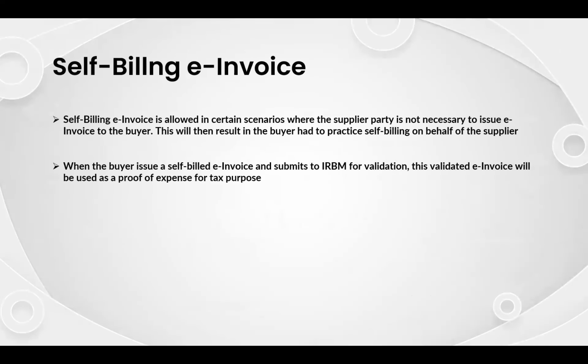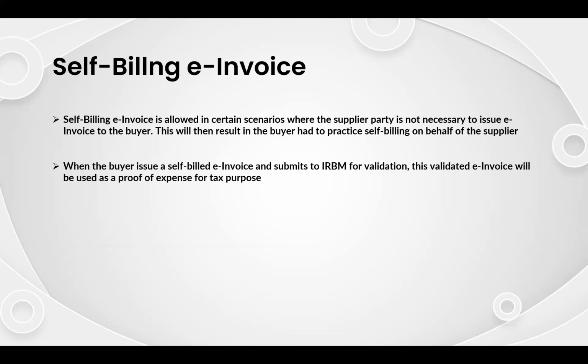Self-billed invoice. A self-billed invoice is for when the supplier is not necessarily required to issue an e-invoice to you because they cannot. Like an overseas company, like when you buy from China, Taobao, or you buy from Google or other overseas companies, they cannot issue you an e-invoice because in their country they do not practice e-invoicing. So what you can do is get the normal invoice from them, but you self-bill on behalf of the supplier. So you need to do a self-billed invoice in your software.